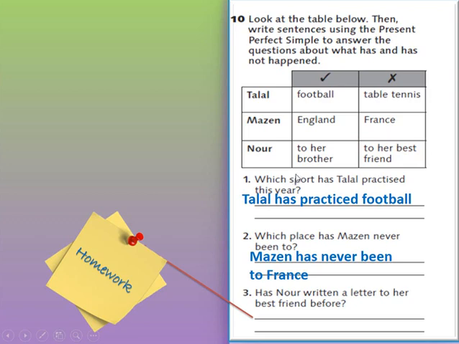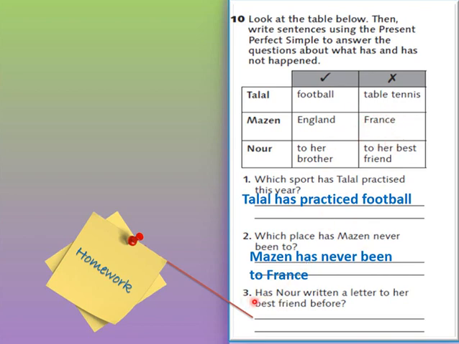And look here, I have answered the first two questions. Now question number 1, which sport has Talal practiced this year? And look here, we have a tick. So Talal has practiced football. Which place has Mazen never been to? Never been to. Never means no, أبدا يعني. And it gives the negative meaning, بتعطينا المعنى المنفي. Which place has Mazen never been to? Mazen has never been to France.